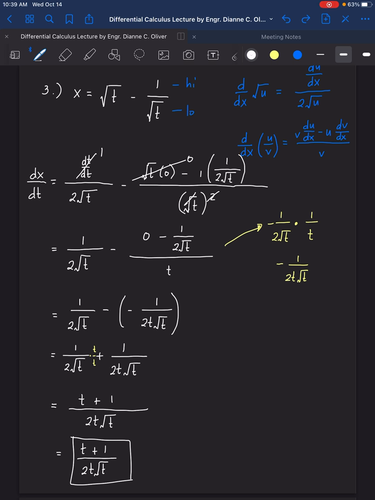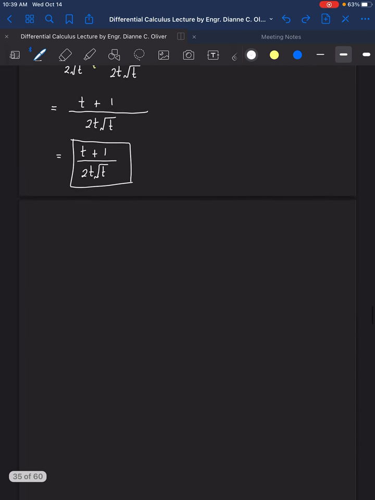Now, what is the other way? You could actually have another way of solving number 3. So what is the other way of solving number 3? What do you think? So we have another solution for number 3.